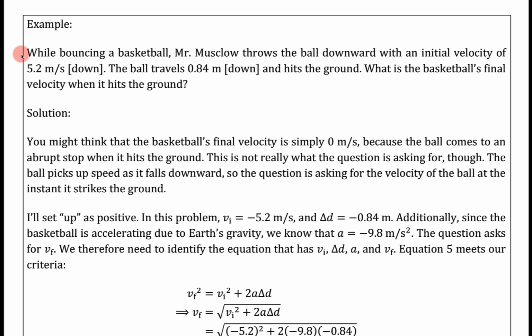Okay, so we imagine that Mr. Musklo is bouncing a basketball, say in the student-teacher basketball game, and while bouncing it, he throws the ball downward with an initial velocity of 5.2 meters per second down. The ball travels 0.84 meters down before hitting the ground, and so we need to find the basketball's final velocity when it hits the ground.